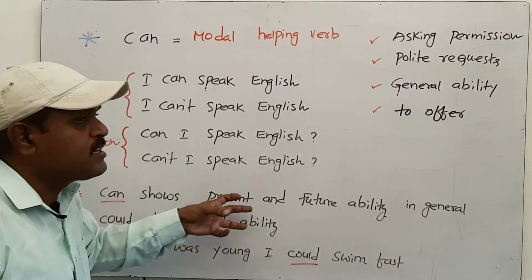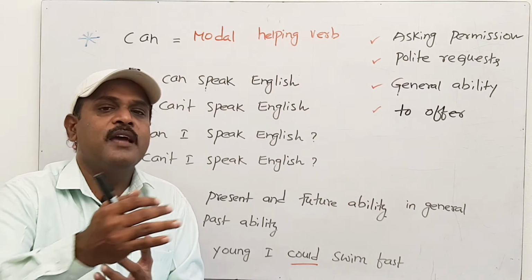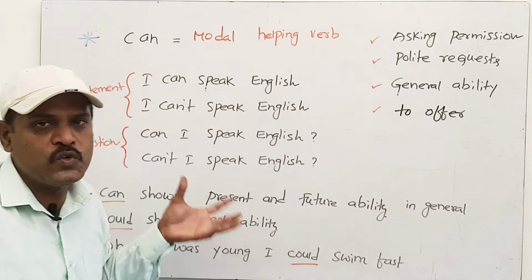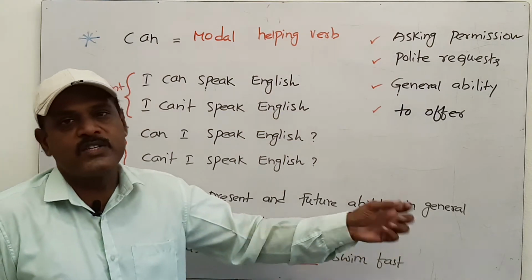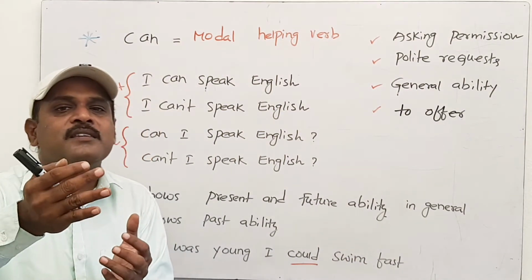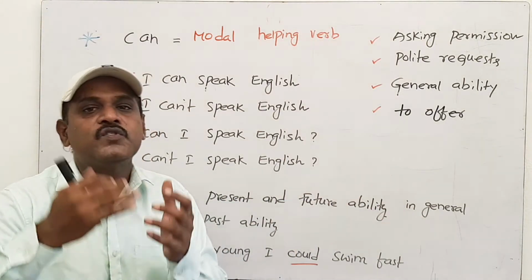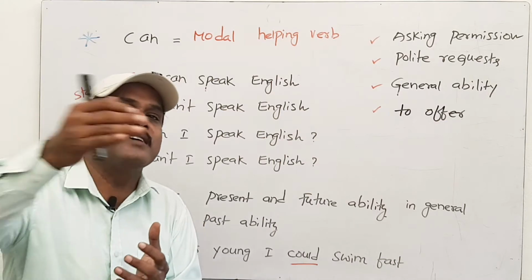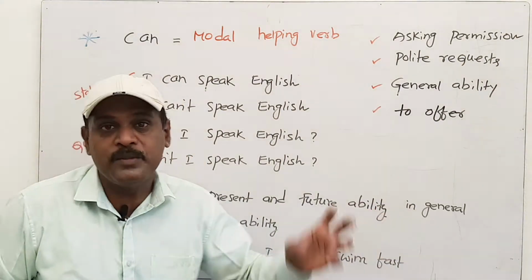Could shows past ability. If you want to express the past ability, then we need to use could. Example, when I was young, I could swim fast. When I was young, not now. That means I had the ability to swim fast when I was young, but not now. So in this way, could is used for expressing the past ability.